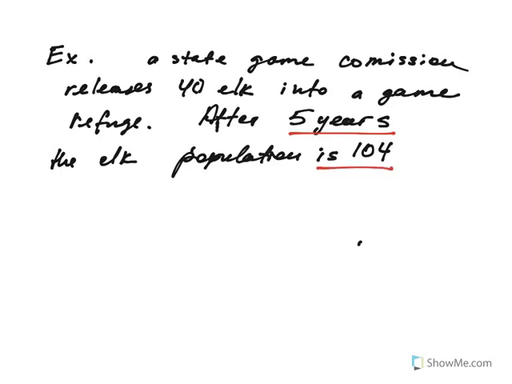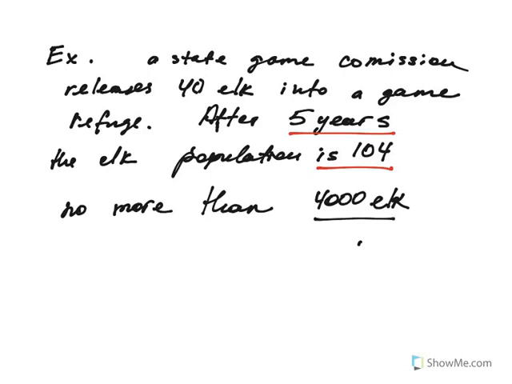The commission believes that the environment can support no more than this number of population. So that's the maximum. No more than that number. So what does it tell you? What does this number represent?